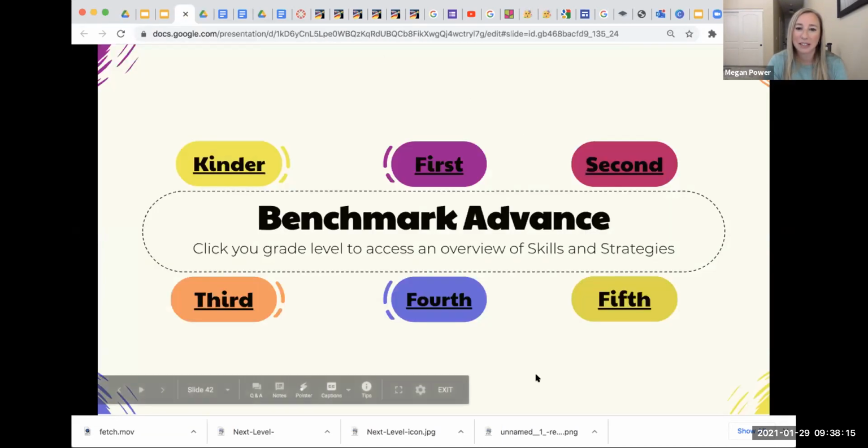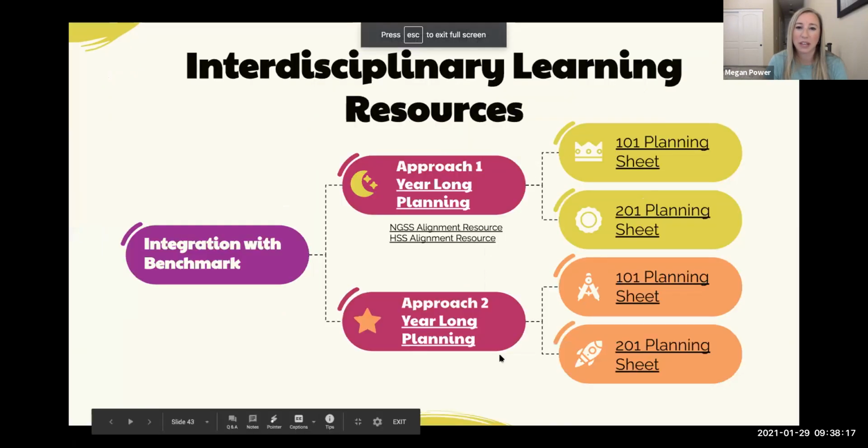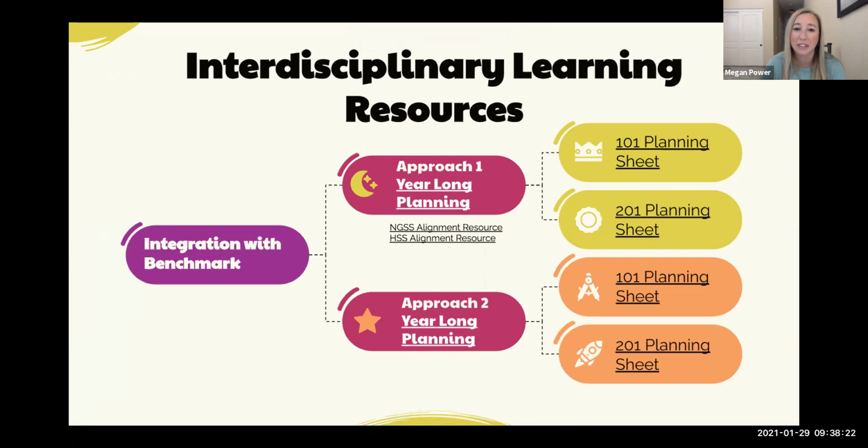And then back to this. The next one that we wanted to share with you, and this is where we're going to take the rest of the time together, is this set of resources. So as you're integrating with Benchmark, remember we just distinguished two different approaches that we were able to identify, and both approaches work. There's no right way and wrong way. It depends on your school, your team, and what makes sense for you and your curriculum and grade level.